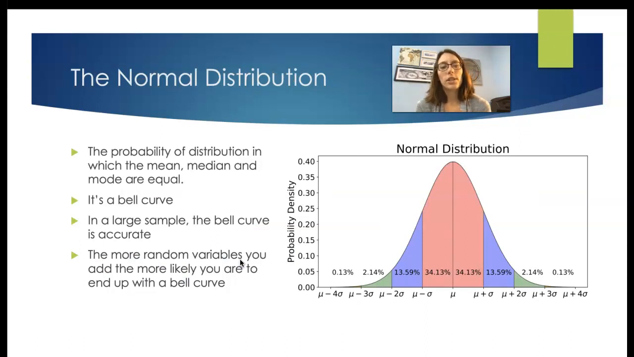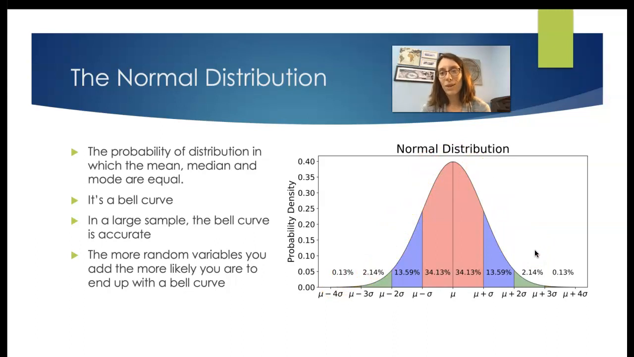So again, normal distribution is typically a bell curve, and that's the probability distribution in which the mean, median, and mode are equal. It is not a bell curve if this line here, which is the mean, the median, and the mode, is not the same. Okay? In a large sample, the bell curve is accurate. In a small sample, the bell curve is not always accurate. If I talk to 10,000 people about something and it falls on a bell curve, I can be pretty sure that my results are accurate.